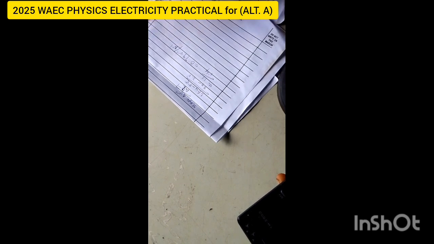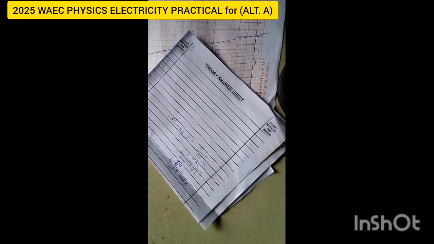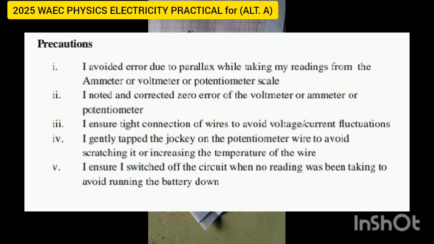That is the SI unit, per volt all over the per ampere. Now we move to the next question. The next question says, state 2 precautions taken to ensure accurate results. I'll give you more than 2.